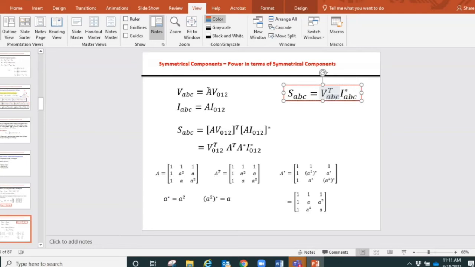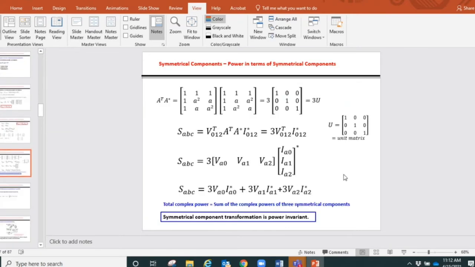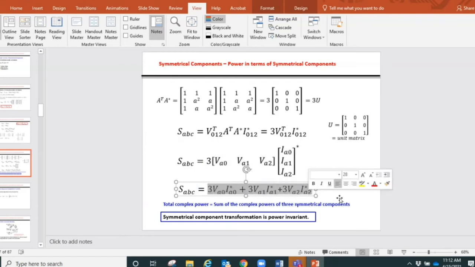We know VABC was what? VABC was A times V012. IABC was what? IABC is here. IABC was A times I012. So we put them here and do all this calculation for transpose and conjugate, and considering the properties of the complex number operator A, we will finally arrive at this equation, which will look like this. And in the next step, it will look like this. And in the final version, it will look like this.